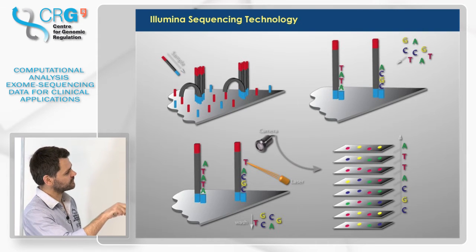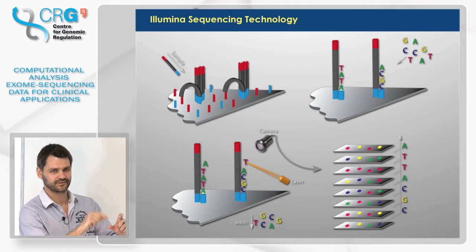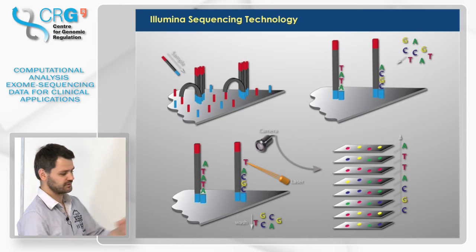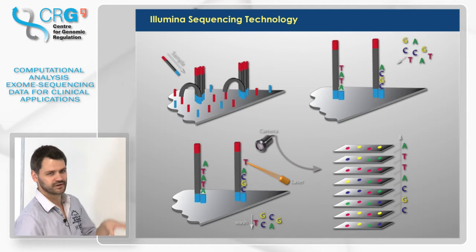These small fragments you stick on a glass plate. Originally, this was kind of random on this glass plate. The latest generation has little holes so that it's ordered. And then you amplify each fragment so that it's a bunch. I don't exactly know how many, but it should be enough that a camera can actually detect them.